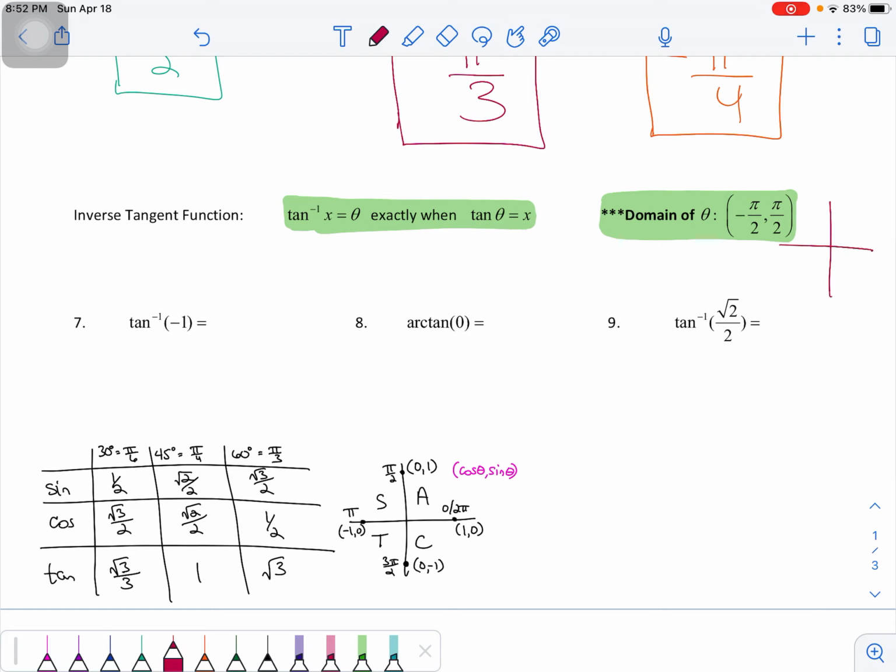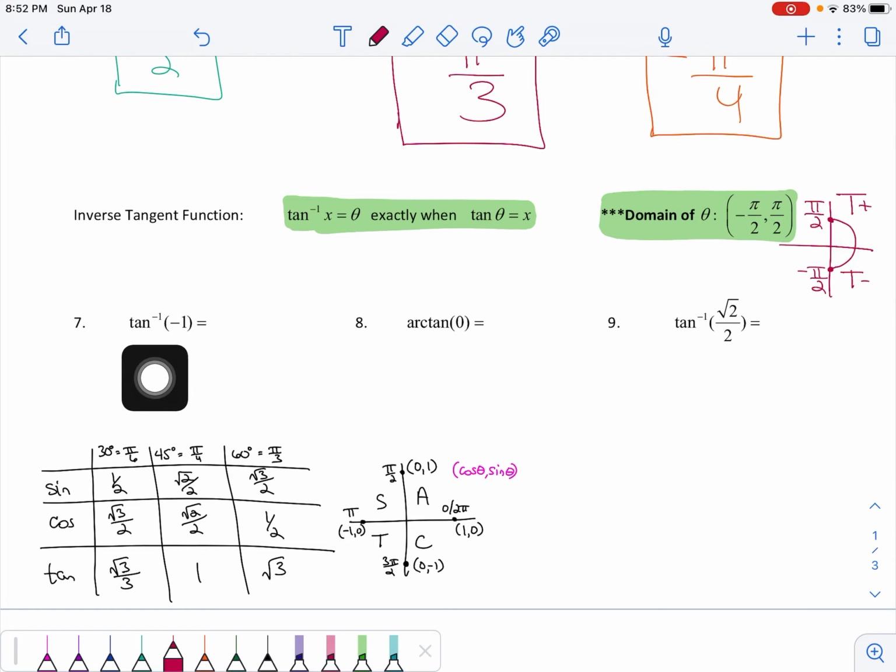So visually, if it helps you, you are looking at the first and fourth quadrant. First quadrant, tangent's positive. Fourth quadrant, tangent's negative. We are going to go up to pi over 2 but not include it. We're going to go down to negative pi over 2 but not actually include it either.